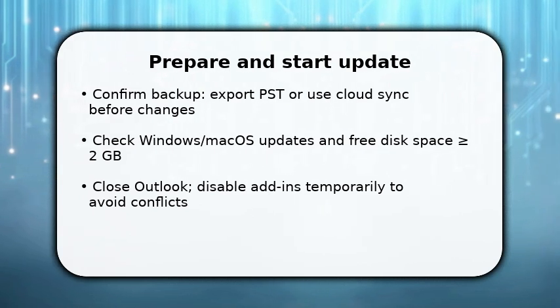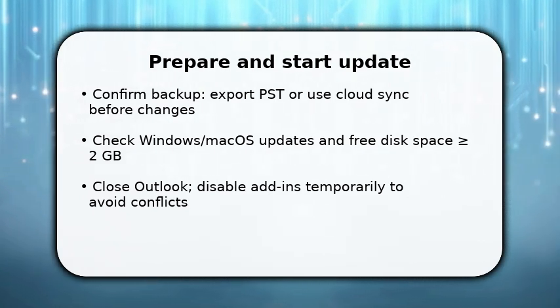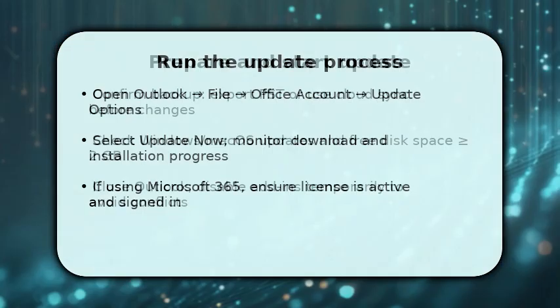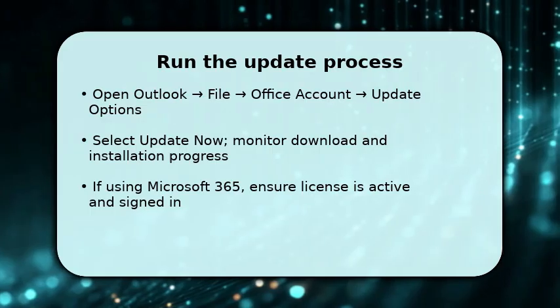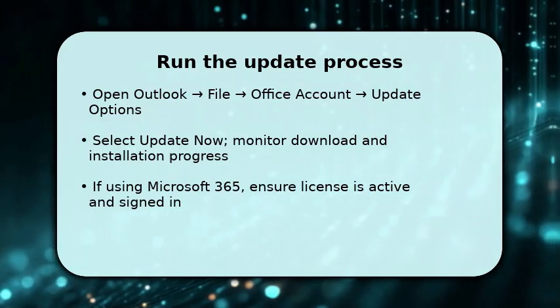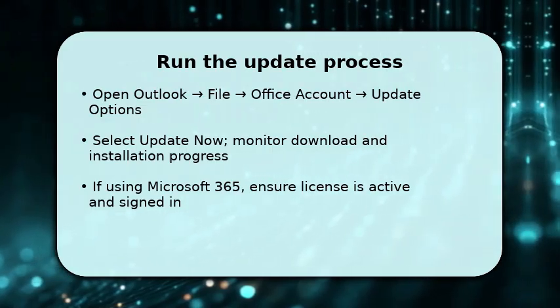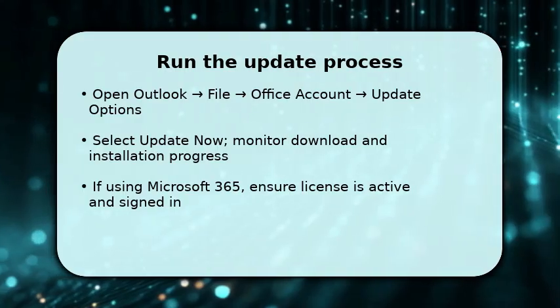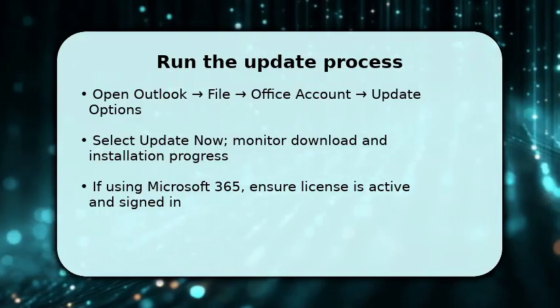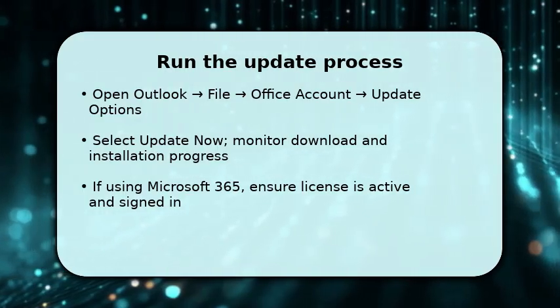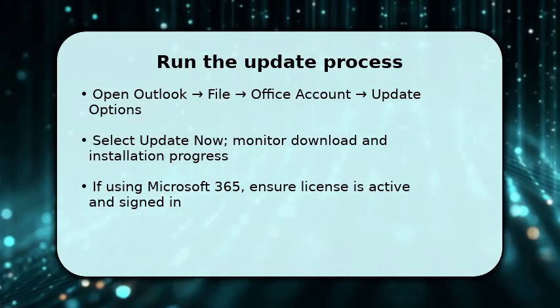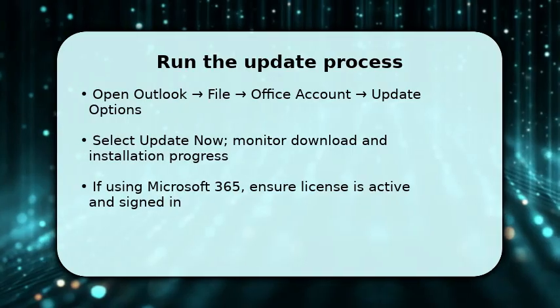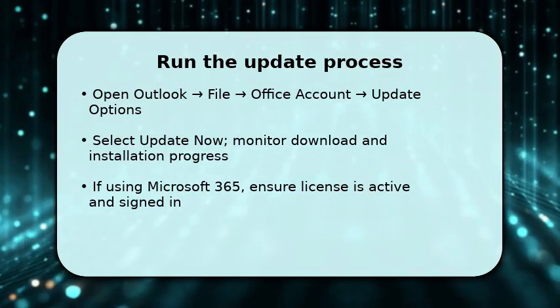You should now run the update from Outlook's account pane. Open File, choose Office Account, then Update Options and pick Update Now. This fetches patches and feature releases. Watch the download percentage and let the installer finish. Avoid interrupting power or network. If you're on Microsoft 365, make sure you're signed in and the license is active so components update correctly. Once the installer reaches completion, restart Outlook.